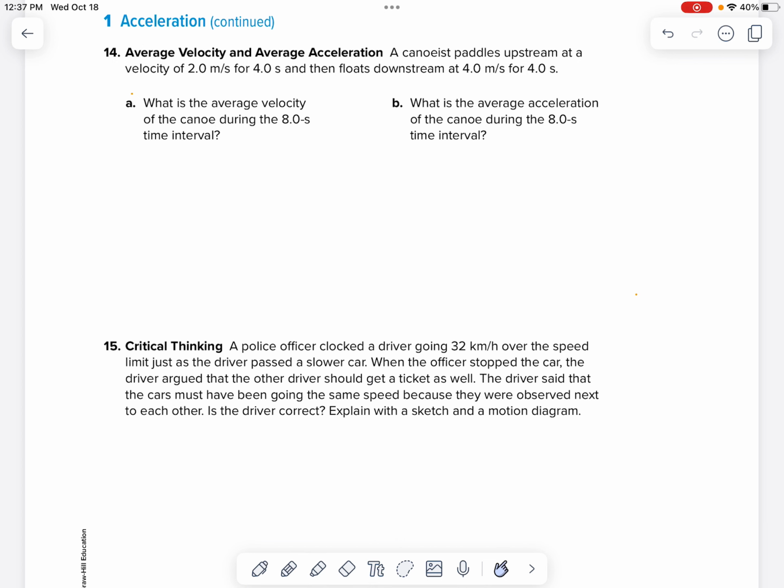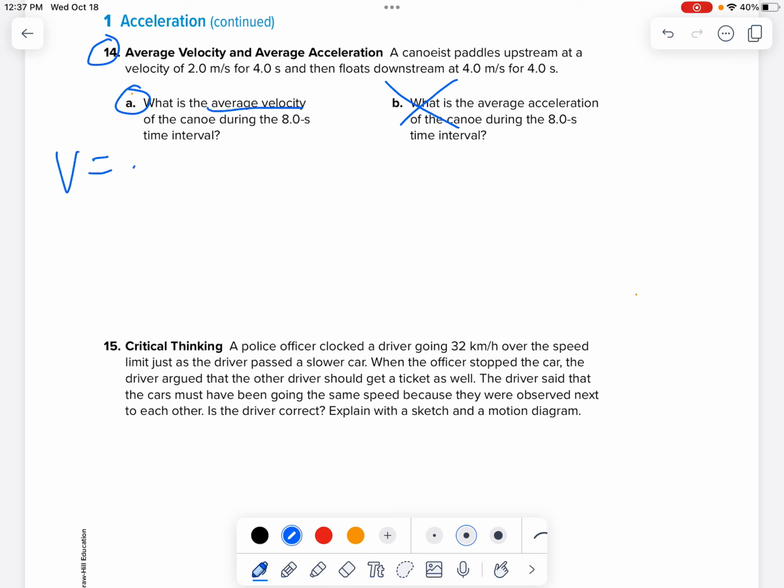Okay, let's try to answer this one. Again, if you want to stop it and come back, that'd be great. We're not going to do part B of this, don't worry about that. But let's look at part A. It says find the average velocity. Average velocity is the change in the displacement over the change in time. What's his total displacement? Not total distance, total displacement.